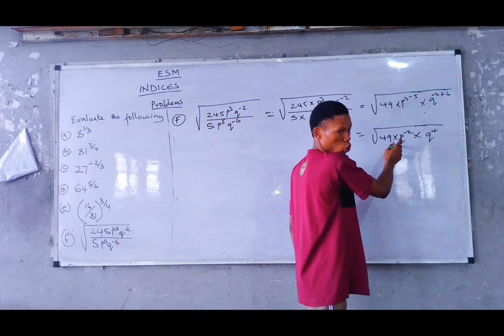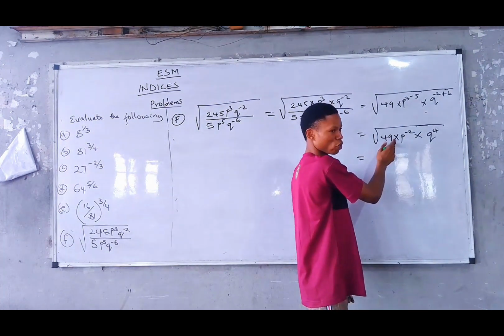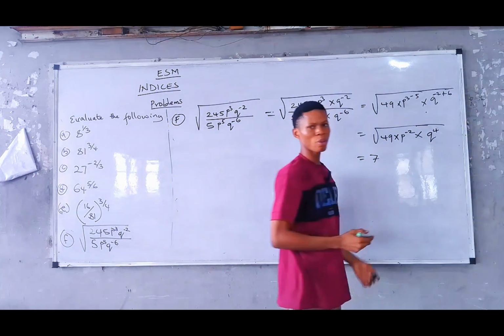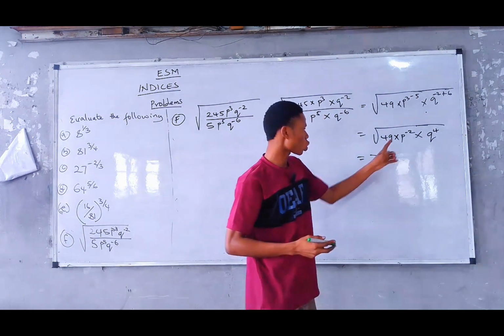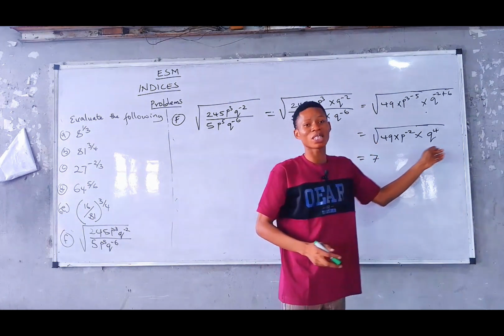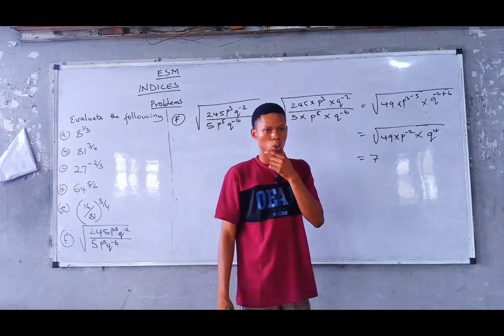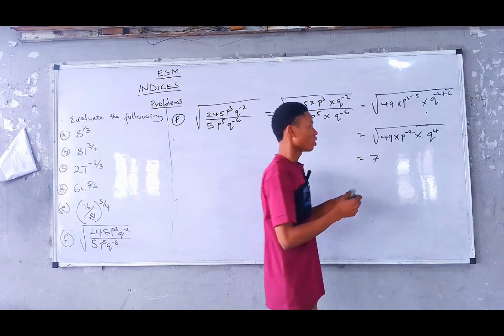Now this is square root. It's from here you're getting it wrong. Square root of 49 is what? 7, right? What is the square root of P raised to power minus 2? Because this square root is affecting everything here. So what is the square root of P raised to power minus 2? Say 1 over P. 1 over P.